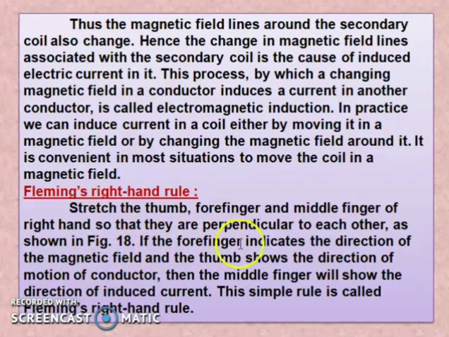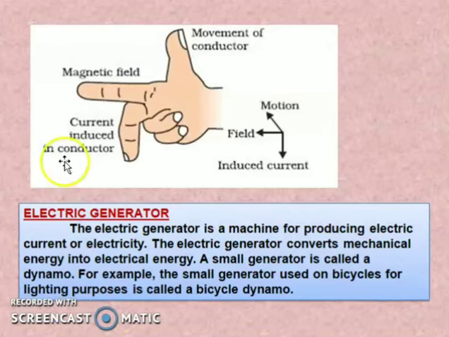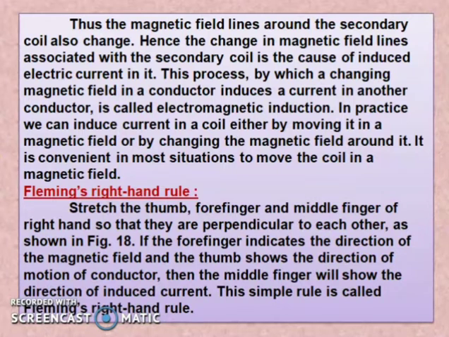So the forefinger indicates the direction of the magnetic field, the thumb shows the direction of motion of the conductor, and the middle finger shows the direction of the induced current. This simple rule is called Fleming's right hand rule. In Fleming's right hand rule, the thumb shows the movement of the conductor, the forefinger shows the magnetic field, and the middle finger shows the current induced in the conductor.